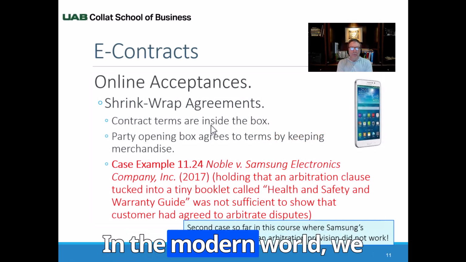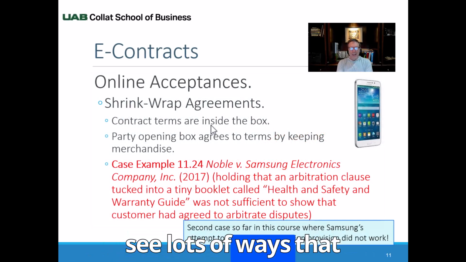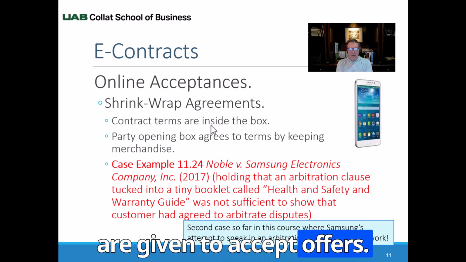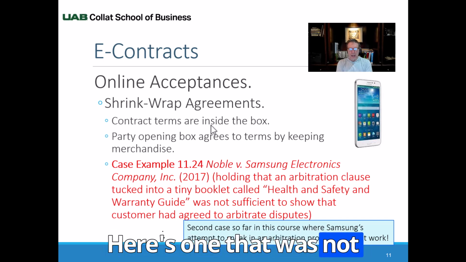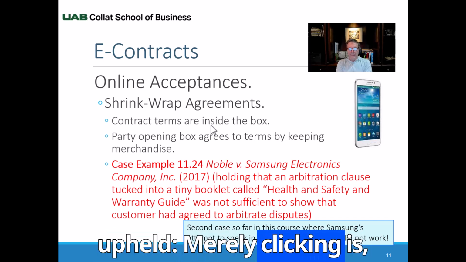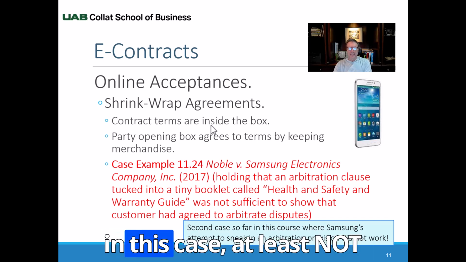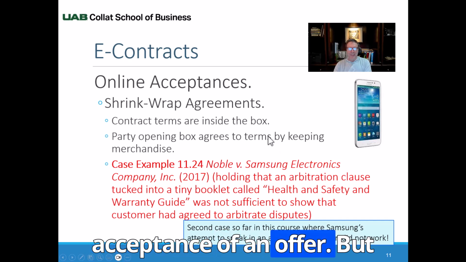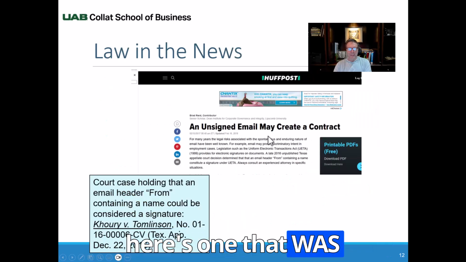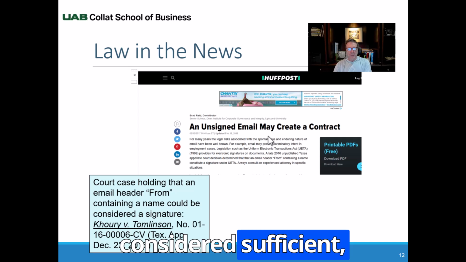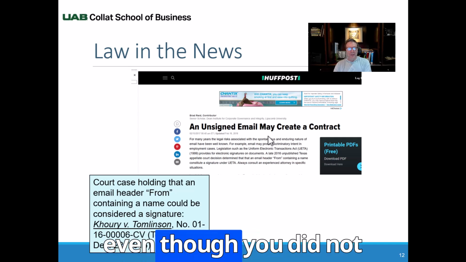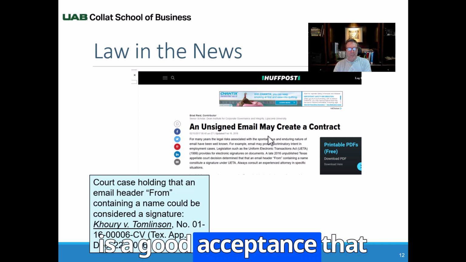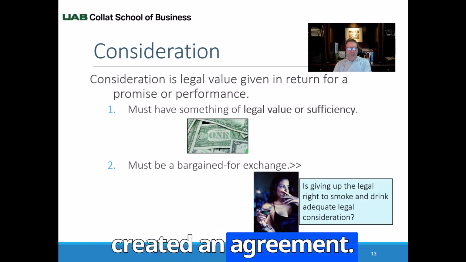In the modern world, we see lots of ways that people are given to accept offers. Here's one that was not upheld. Merely clicking is, in this case at least, not good enough to create an acceptance of an offer, but here's one that was considered sufficient. Sending back an email, even though you did not sign something, this court said that is a good acceptance that created an agreement.